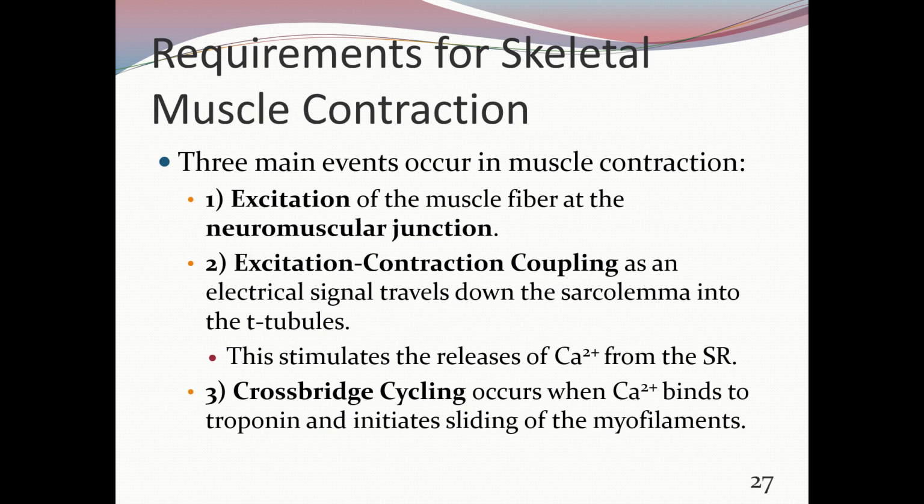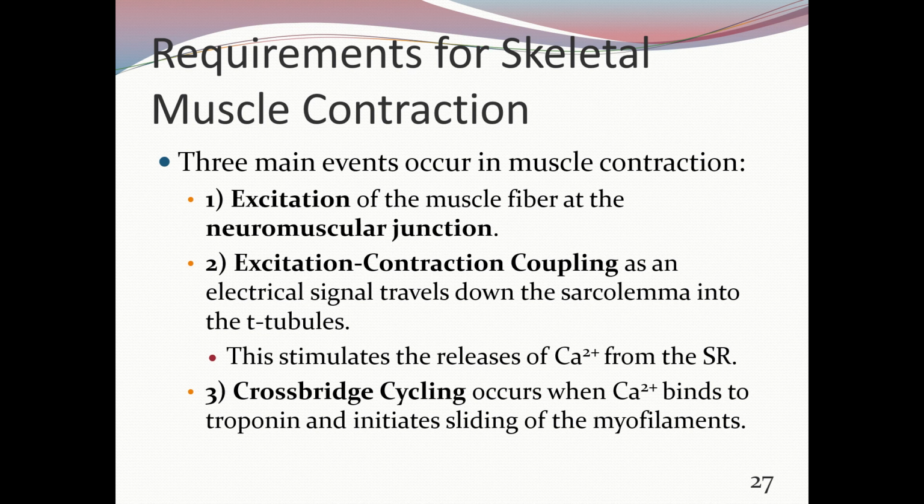So the three main events that occur in a muscle contraction are, step one, the excitation of a muscle fiber at the neuromuscular junction. So this is when that end plate potential is really reached. And if it is, then step two occurs, which is excitation-contraction coupling.